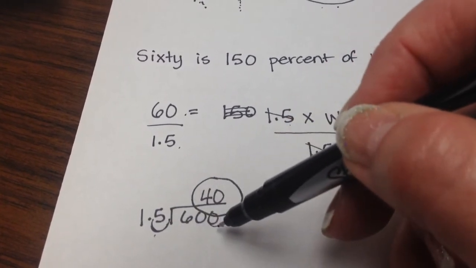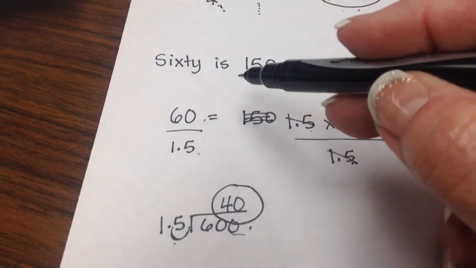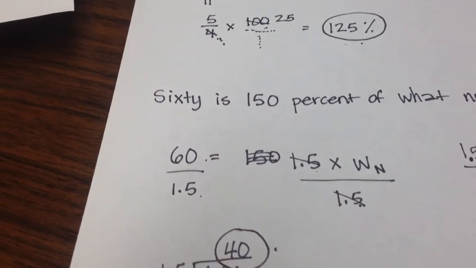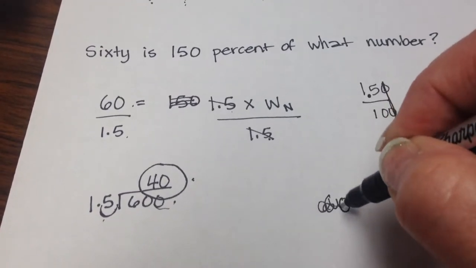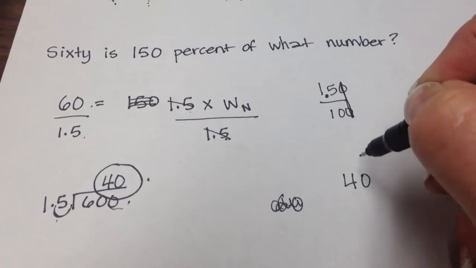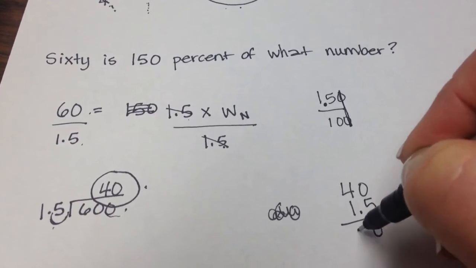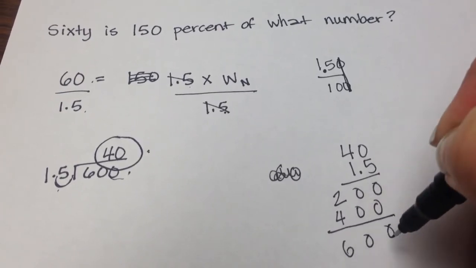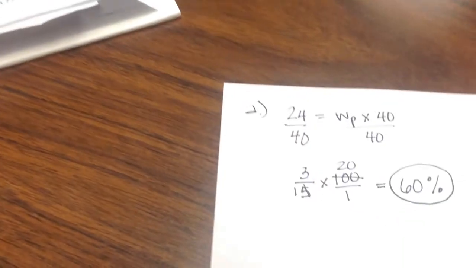So 15 goes into 60 4 times. Okay, so 60 is 150% of what number? 40. Alrighty? If we didn't believe that, let's see if it works. So, 60. 40 times 150% or 1.5. Let's see what happens. Oh, look at this. Oh, that's exciting. We did it correctly. Ta-da. Okay. You're like, yeah, Mrs. Van Zalen, whatever. Don't worry, here's more.